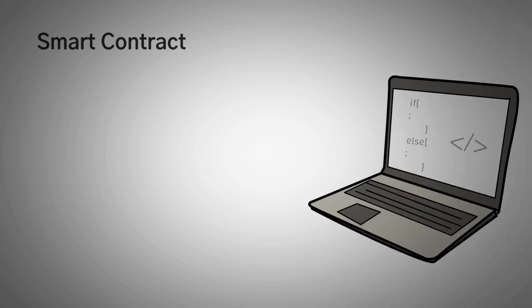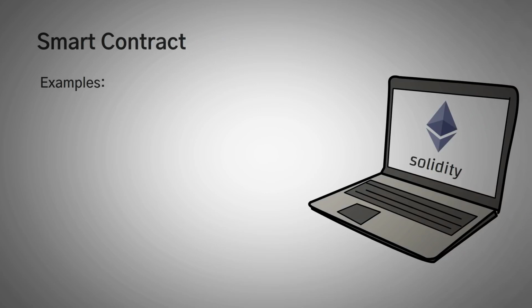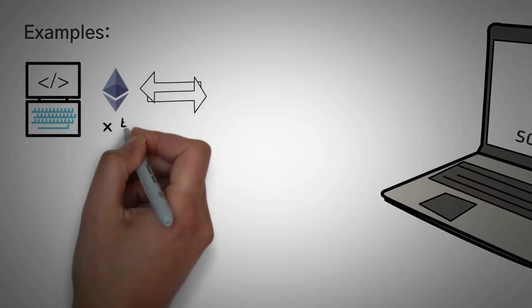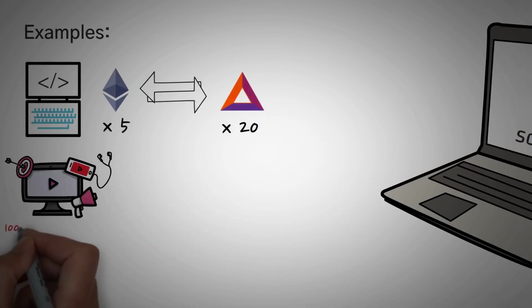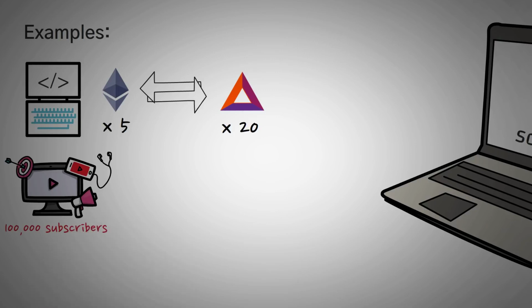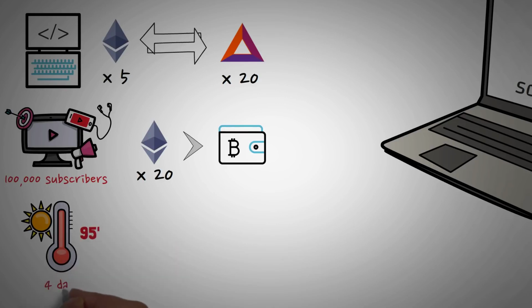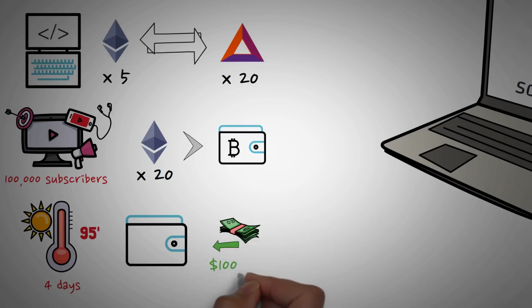The most common smart contracts are written on the Ethereum network using something called Solidity. So let's go over some examples of purposes of smart contracts. You could write a piece of code that says, if you give me 5 Ethereum, in turn, I will give you 20 basic attention tokens. If you have at least 100,000 subscribers by the end of the year, 20 Ethereum will be added to your account. And if the temperature is over 95 degrees for more than 4 days in a row this year, Farmer John's account will receive $100,000 as crop insurance.